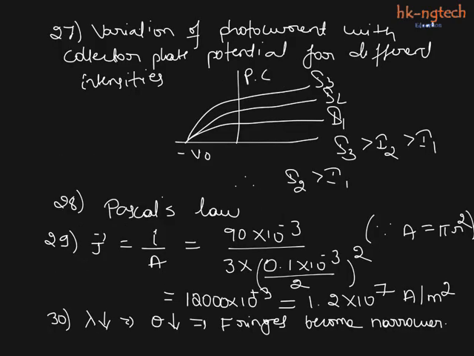So the 27th question says that it is a general question of dual nature, dual radiation of matter and radiations. In that, from the following graph of the photocurrent against the collector plate potential for two different intensities of light, I1 and I2, one can conclude that this is the actual general graph. So intensity I3 is greater than I2, I2 is greater than I1, but here they have given only two plots, so because of that we can say that I2 is greater than I1.